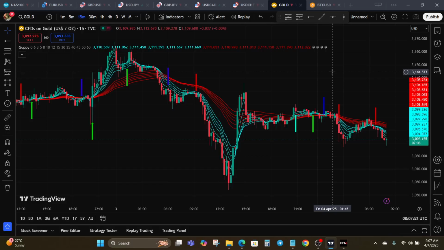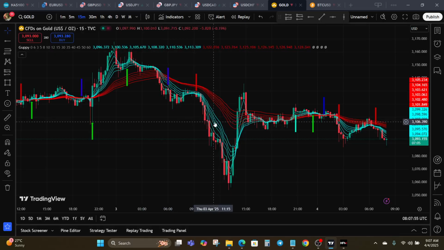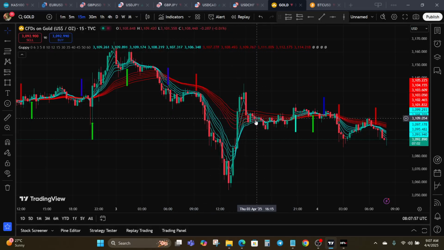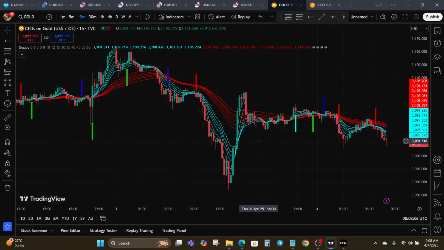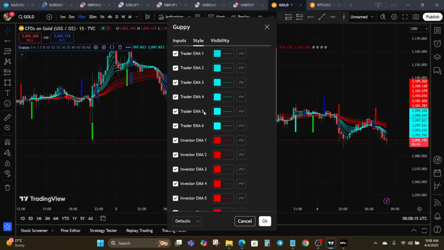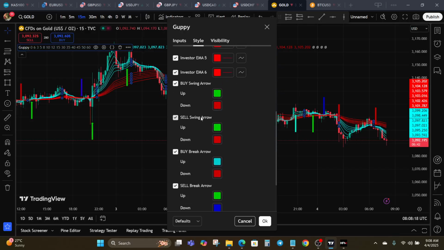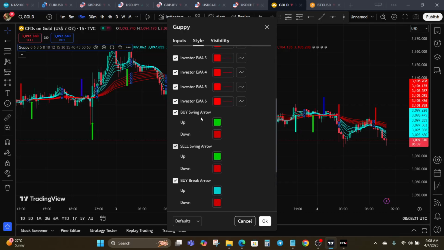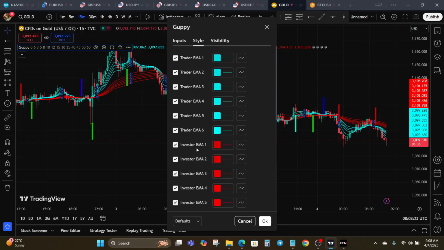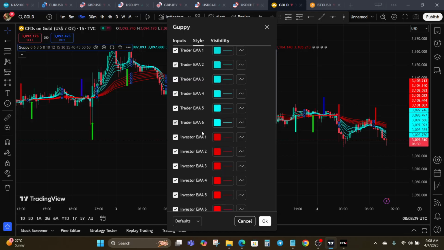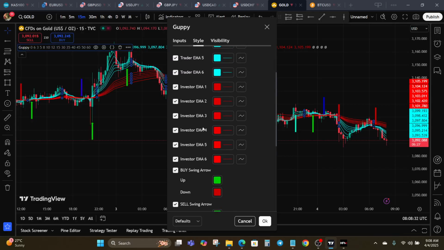So now, what is the GMMA? The Guppy Multiple Moving Average is a collection of multiple exponential moving averages, as you can see, split into two groups, the short term and the long term. All right, so the short term group reflects the behavior of traders, while the long term groups represent investor sentiment. Can you see? These are the trader EMAs 1 to 6. These are the investor EMAs 1 to 6.